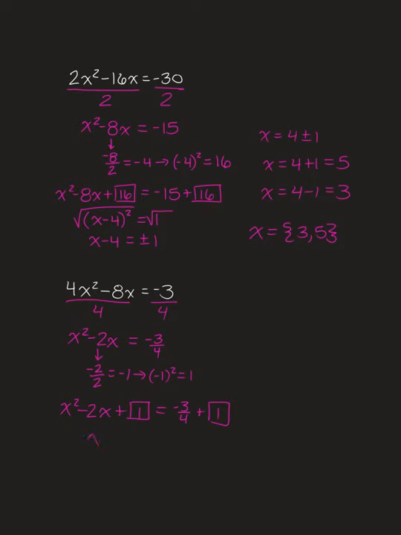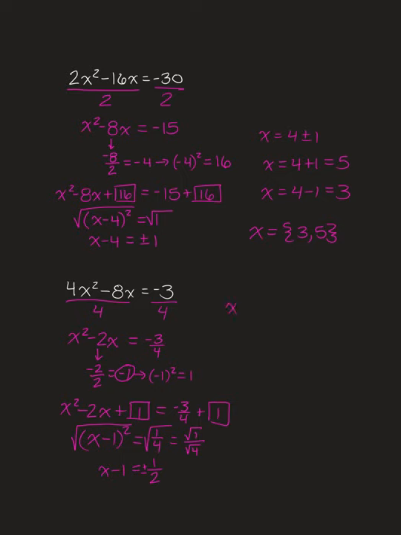So we will have x minus 1 squared, again, because this is a minus 1, that's what your factored form is. So then negative 3/4 plus 1, that's the same as 1 minus 3/4, which gives you 1/4. Solve by taking the square root. If you take the square root of 1/4, that's the same as taking the square root of 1 over the square root of 4. The square root of 1 is 1, square root of 4 is 2. So you will end up with x minus 1 is equal to plus or minus 1/2.